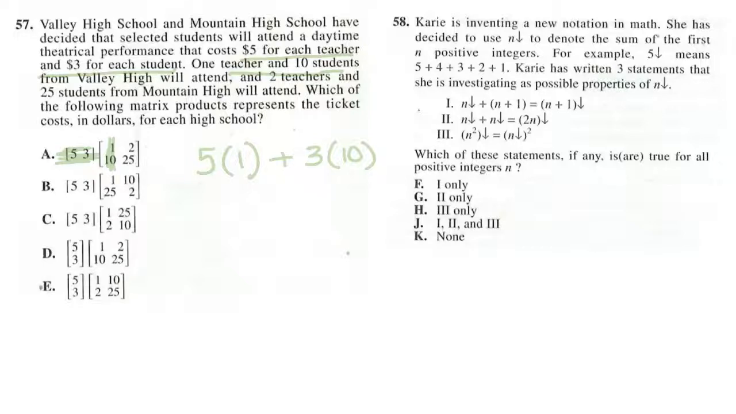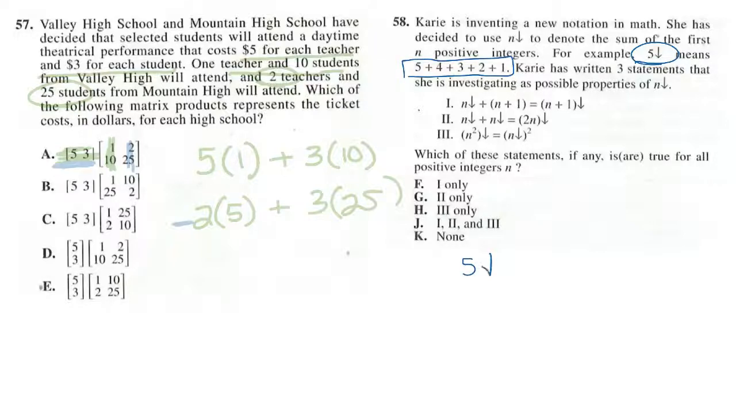And then for the next one, you were told that you had 2 teachers and 25 students, so you need 2 teachers times $5 plus $3 times 25. And it just so happens this first one that we're looking at does happen. Notice both cases are happening here. So that's looking at it from your matrix point of view. Now number 58, with that one, you're given just some abstract information. And I would use the fact that 5 arrow down is going to be this.